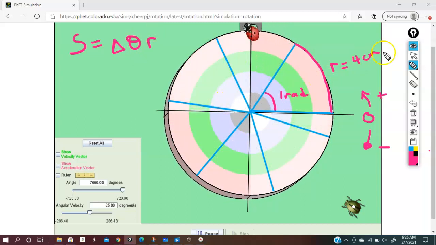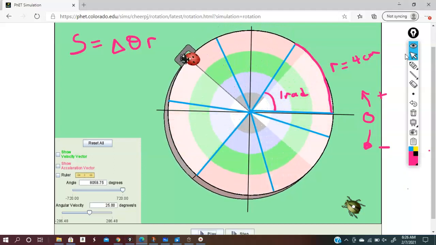Let me give you an example. Let's let this ladybug come around, and then I'm going to let the ladybug go through maybe like 2.5 radians of angular displacement. So I'm going to start it when the ladybug gets at 0 right there, and we'll let that ladybug go and try and hit. Oops, let it go a little more. Let's go. That's pretty good. Let's say that's 2.5 radians.